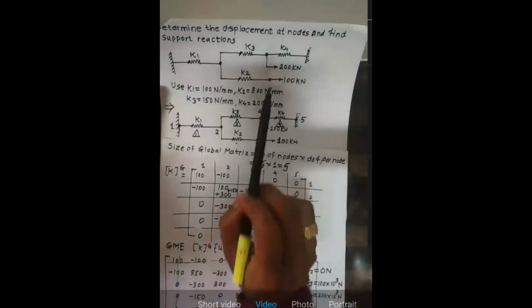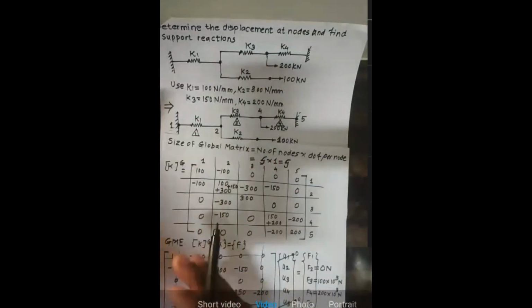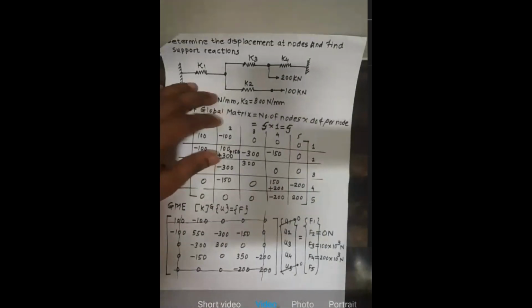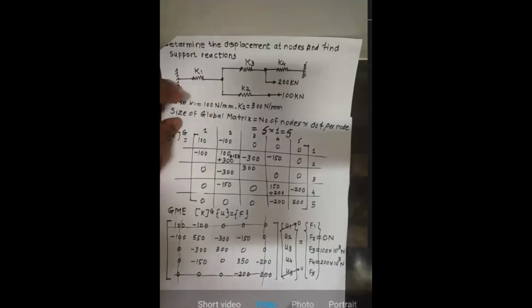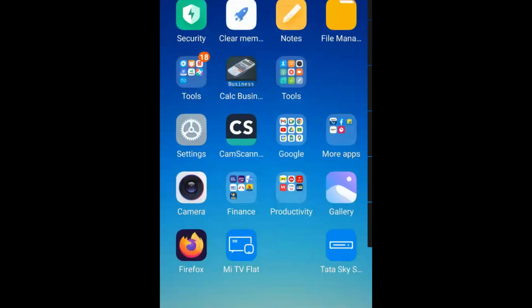Now see, both the forces are going towards the right hand side. That's why I have taken it as positive. If some force is going on the left hand side, you need to take it as negative. This convention we need to follow, right? Now we need to solve this equation in a calculator. How to solve this in a calculator?